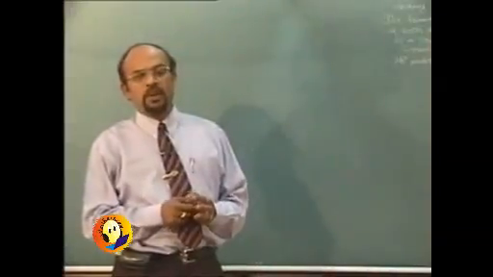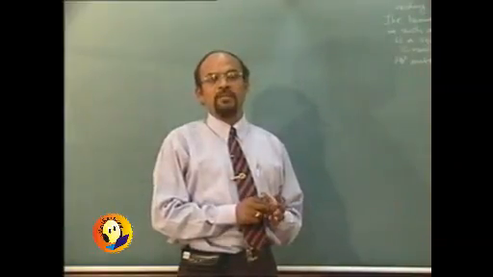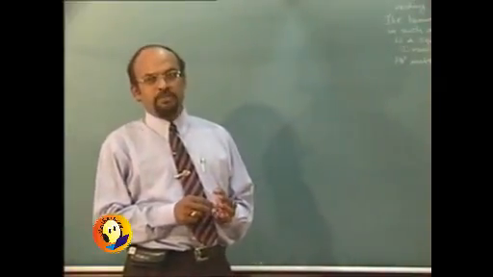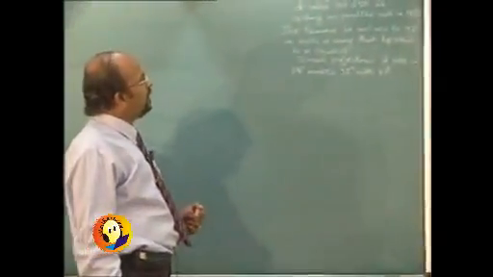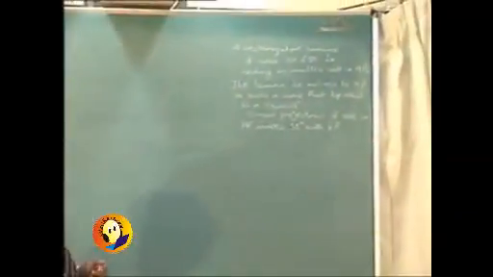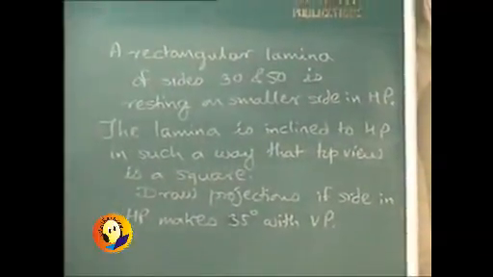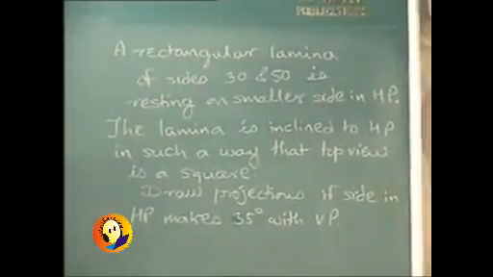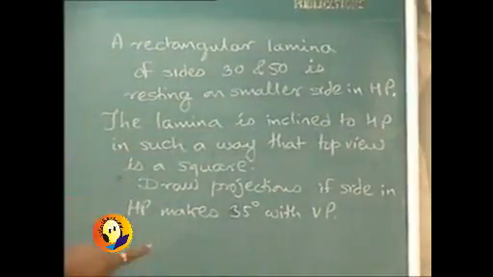In the previous two problems which we have solved of planes, we are given the angle made by the lamina with HP. Consider this problem where it is stated that a rectangular lamina of side 30 and 50 is resting on smaller side in HP. The lamina is inclined to HP in such a way that top view is a square. Draw projections if side in HP makes 35 degrees with VP.